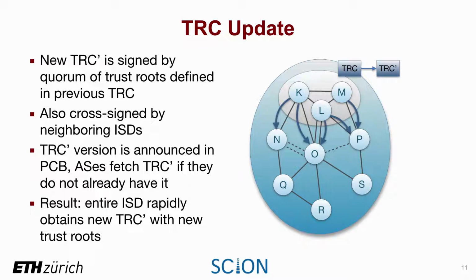Now, as beacon messages are being transmitted, the current TRC version number is also embedded in the PCB, in the beacon message, and a receiving autonomous system that does not know that new TRC will go back and fetch that TRC from wherever it received the beacon message from. As a consequence, the new TRC is very quickly distributed across the whole network, and so the entire ISD has updated the TRC within a few seconds.